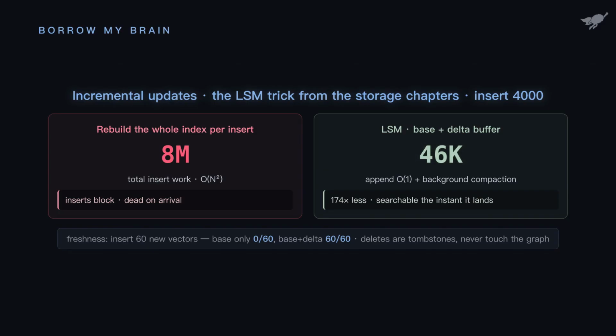There's a balance here, too. Let the delta buffer grow too big, and the brute force pass over it at query time gets slow. Keep it too small, and compaction runs constantly, working the background harder. It's the same trade-off as tuning how big the memtable is in an LSM. Exactly the same shape as a write-optimized storage engine.